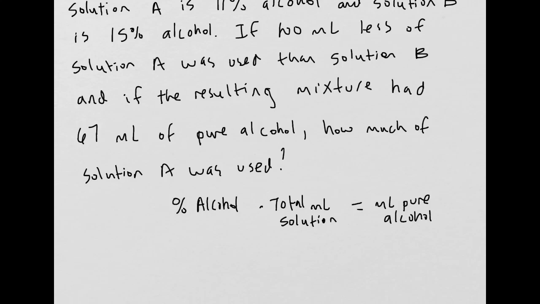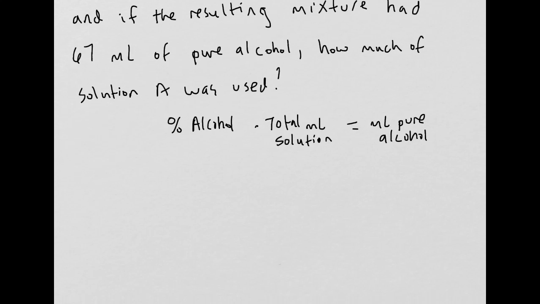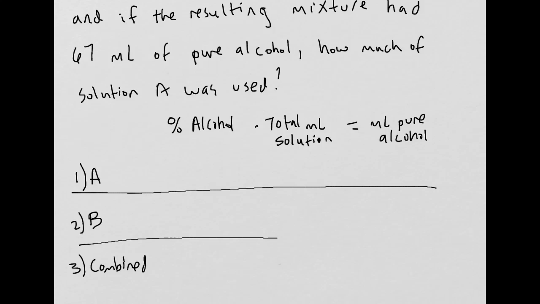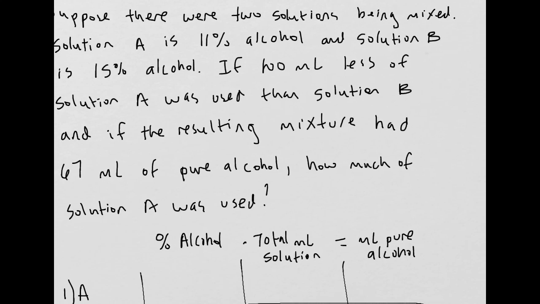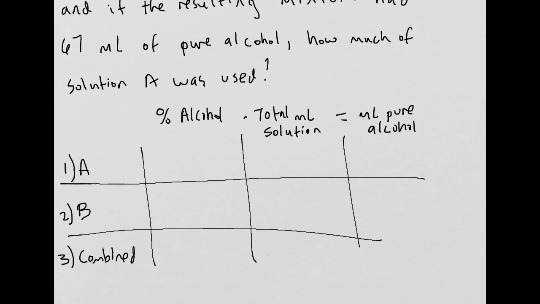And just like the last one, we have two different solutions. So I've got solution A and I've got solution B. And then I'm going to do a row for any combined information. And then I'm just going to make a table out of this. And if we fill things in, well, first thing I see is that solution A is 11% alcohol, solution B is 15% alcohol.